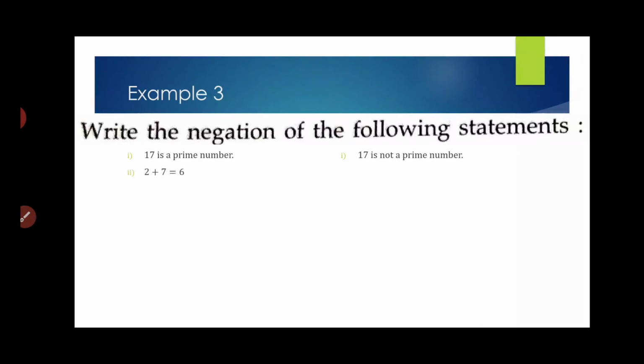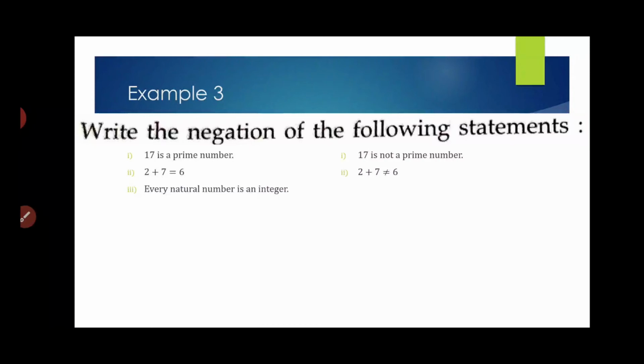2 plus 7 is equal to 6. Now obviously it really doesn't need to have a meaning, but it is a statement for sure. Now its negation will be pretty much 2 plus 7 not equal to 6. Equal to, not equal to. So negation of equal to is not equal to.